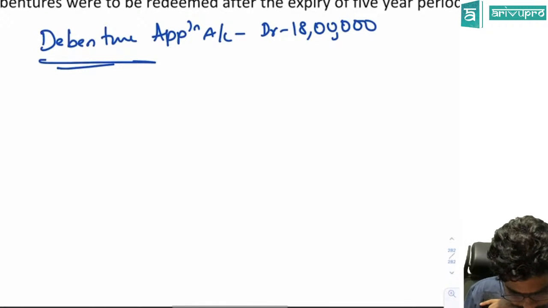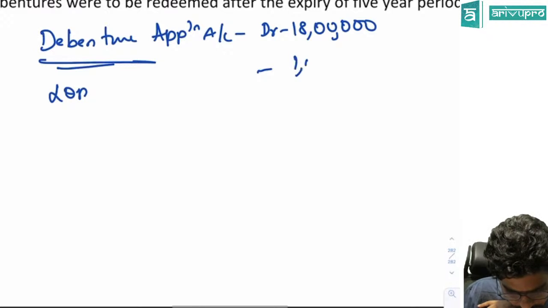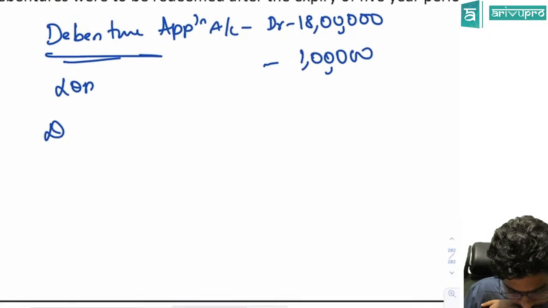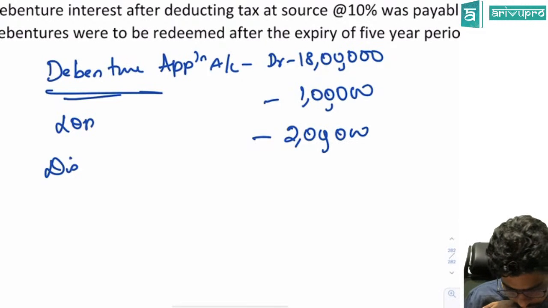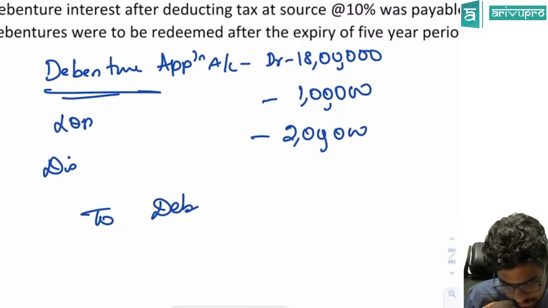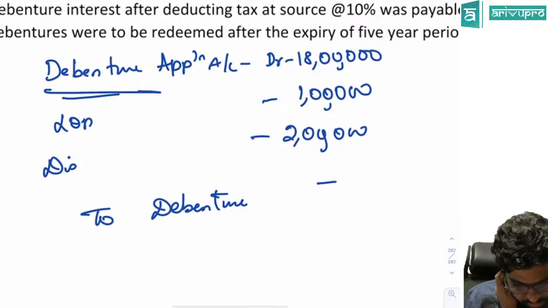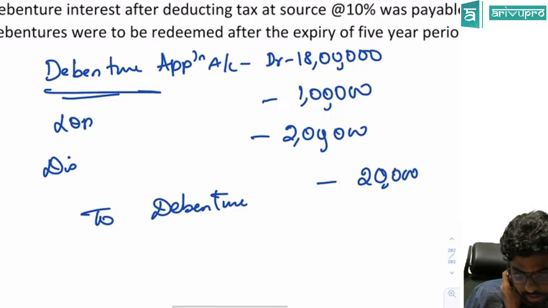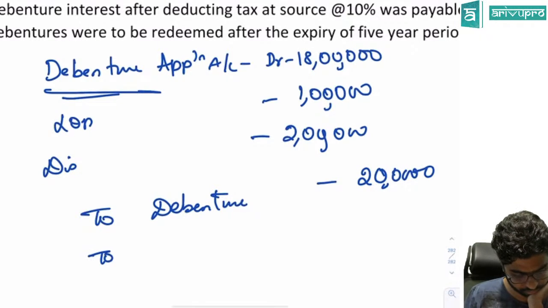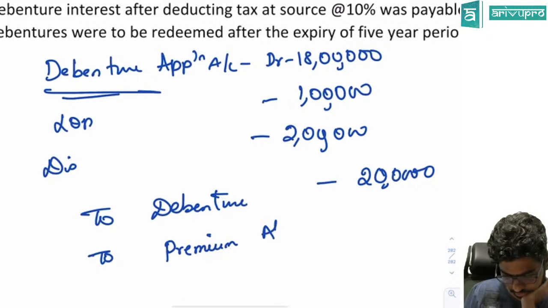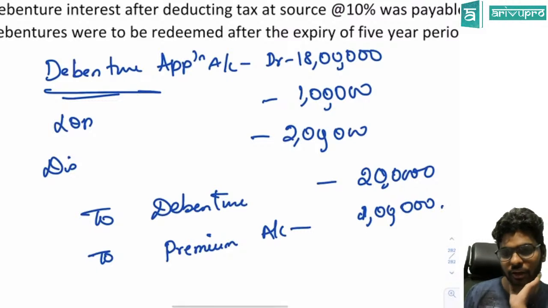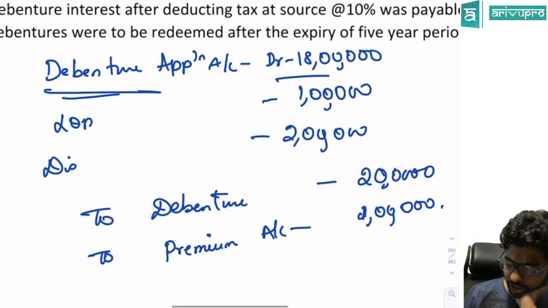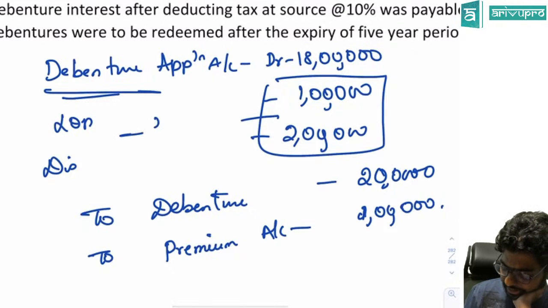18 lakh, loss 1 lakh, discount 2 lakh, to debenture account 20 lakh. Correct. Now this loss and discount can be combined and written as 3 lakhs.